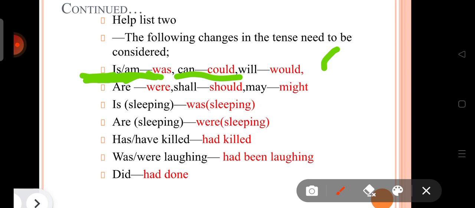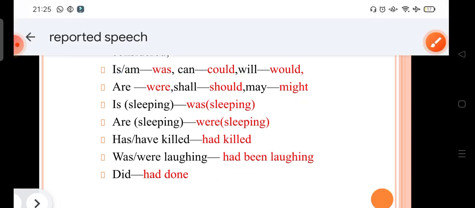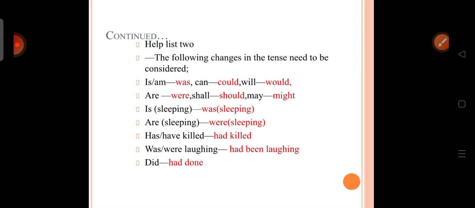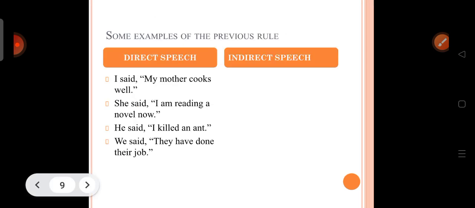For example, is sleeping will become was sleeping. Are sleeping will become was sleeping. Have killed, has killed will become had killed, past tense. Was laughing, were laughing become had been laughing. Did will become had done. When you look at the examples, you will understand how these are used.